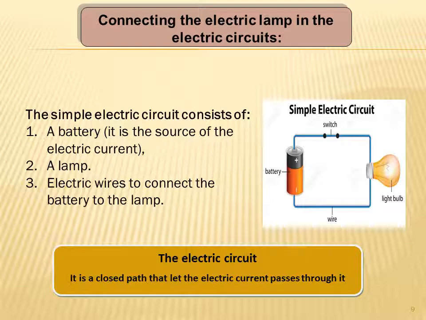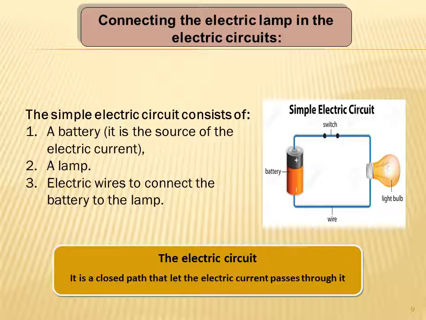I have a battery as a source of electricity. Then I have an electric lamp, and it's just an example for any electric appliance or equipment I want to operate by using electricity. I can exchange this lamp with my mobile if I want to charge it, with a refrigerator, with a TV, with anything that works by electricity. Then finally I have the electric wires, or the copper wires, for connecting everything together.